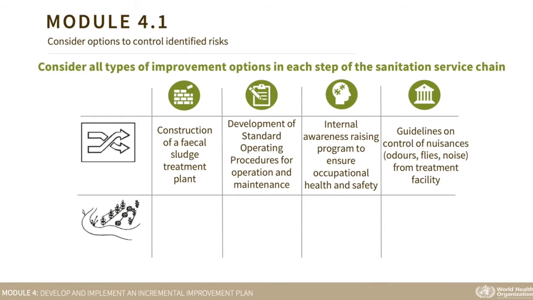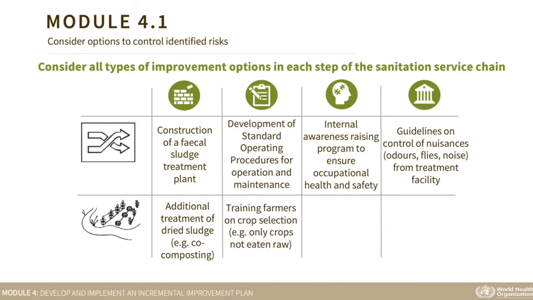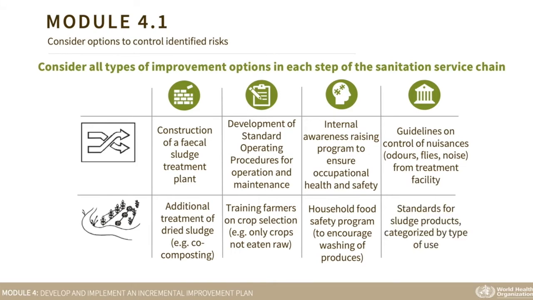For reuse, to protect farmers, we might construct an additional treatment of dried sludge, while to protect the health of consumers, we could train farmers on crop selection and start a household food safety program. From the regulatory perspective, standards for sludge products could be published.